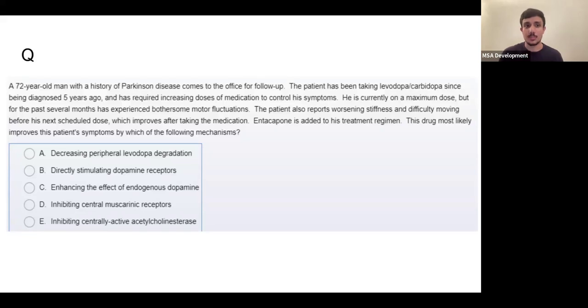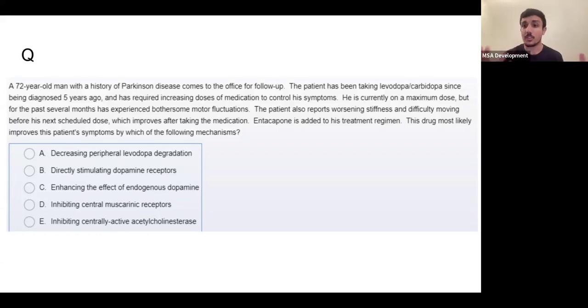Let's see what's happening in this patient. He has Parkinson, and he's been on levodopa carbidopa, which is the most common medication that's used for Parkinson. Since being diagnosed 5 years ago, he has required increased medications. So the medication is not being as effective anymore. He's getting worse. His motor symptoms are fluctuating. What can you do next?